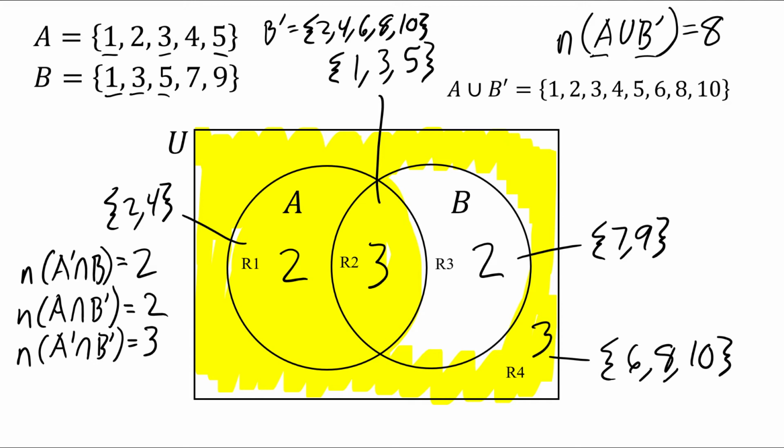So when you're looking at a union, and this is really important, look at each piece separately. First, look at everything in A. Then, separately, look at everything in B. Put those together, that's going to be A union B complement. So it includes everything in A and everything not in B.